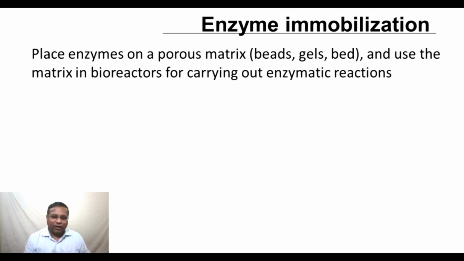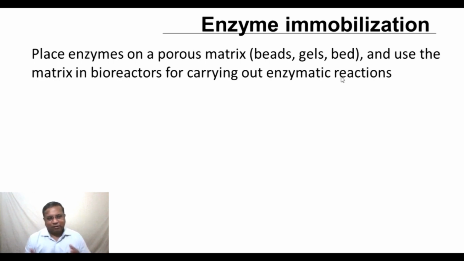To avoid that, as well as to reuse the enzyme, people have immobilized the enzyme. They have taken the parts that are not crucial for the activity of the enzyme, the non-active sites, and then anchored them on some matrices. It could be a porous matrix such as a bead or a gel or even a bed, and carried out the enzyme reaction with the immobilized enzyme. They have placed enzymes on a porous matrix and used the matrix in bioreactors for carrying out enzyme reactions.